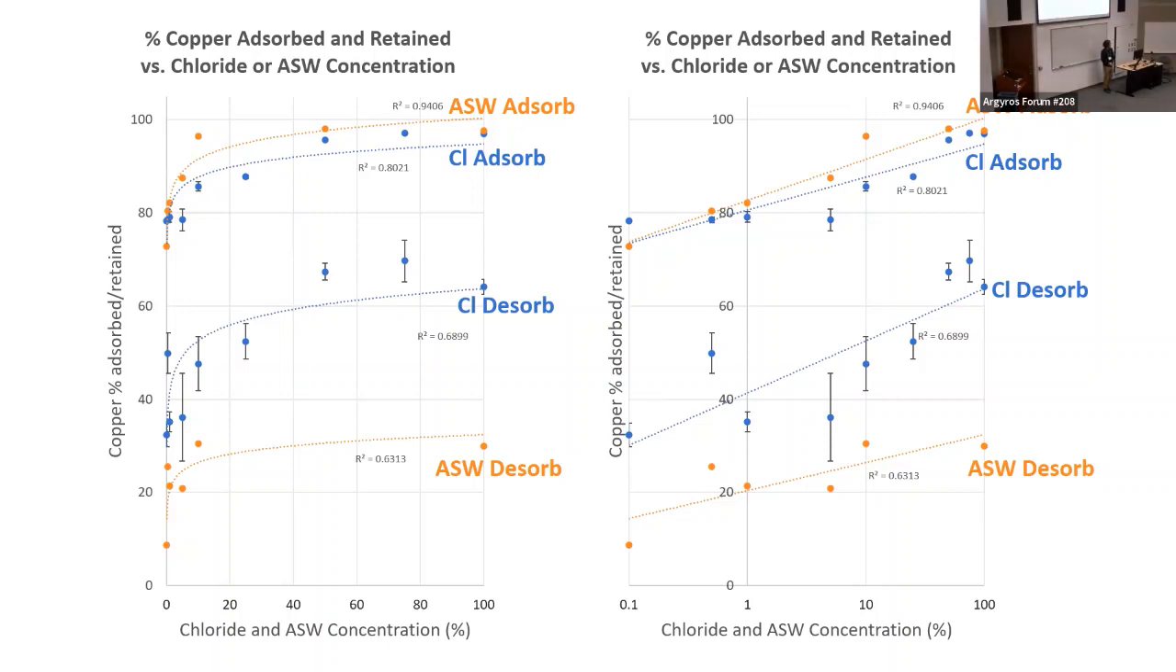However, whereas zinc reached its maximum at 100% chloride concentration, copper reached its maximum at around 75% chloride concentration. And also to note from these two graphs right here is that the amount of metal retained in the chloride solution was more than the amount retained in the solution containing artificial seawater.